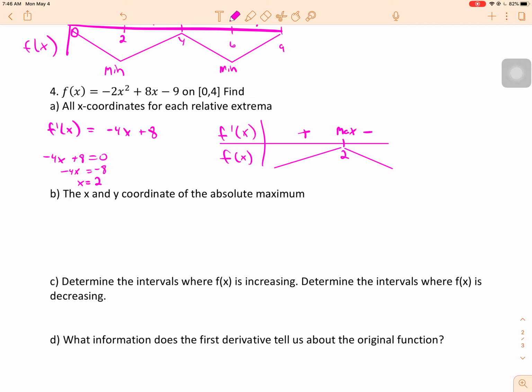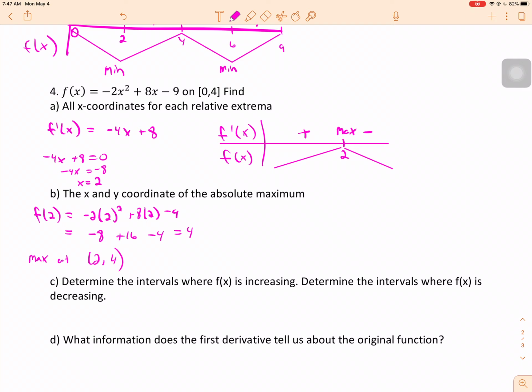So we have a max at 2. So it says find the x-coordinates of all relative extrema. 2 is the x-coordinate of our relative extrema where there is a max. The x and y coordinates of the absolute max. So we know there's a max at 2. So we can go back and find f of 2 and see what happens. So we get negative 2 times 2 squared plus 8 times 2 minus 9, which is 2 squared is 4. 4 times negative 2 is negative 8 plus 16 minus 9, which is -1. So there's a max at 2, -1.